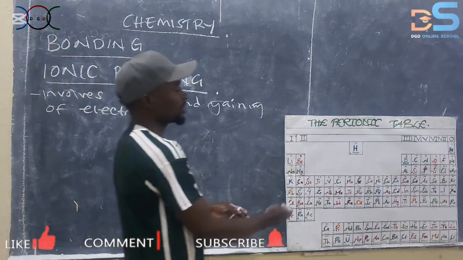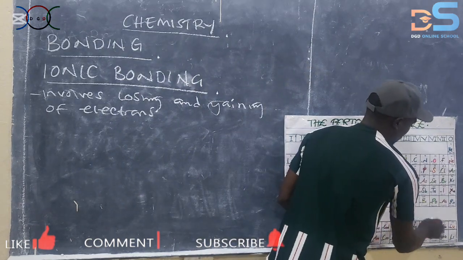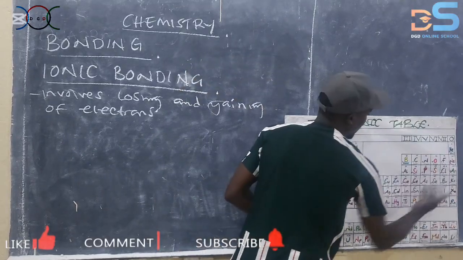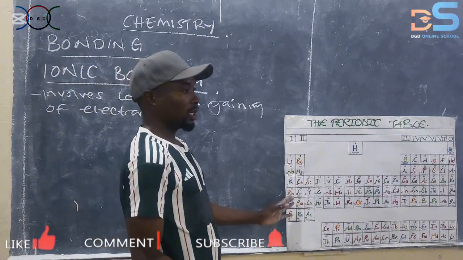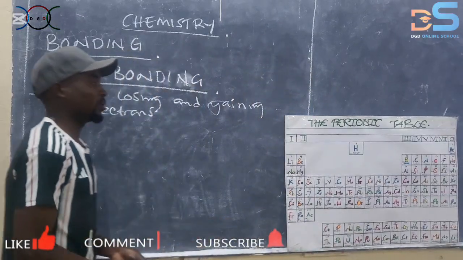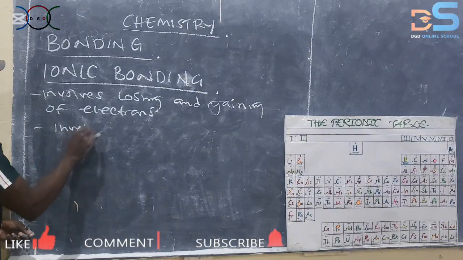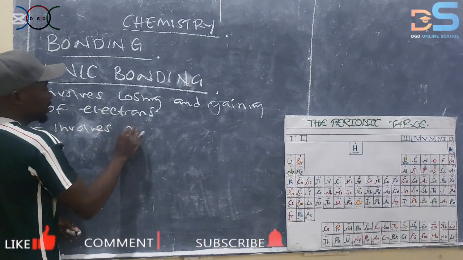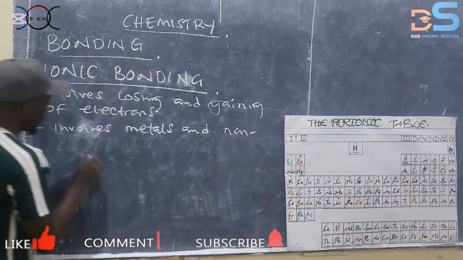We know that when you look at this periodic table, like we discussed in the previous video, from boron going down like that, the elements on this side are metals, and the elements on that side are non-metals. So metals lose electrons when they react, and non-metals gain electrons when they react. In other terms, we can say it involves metals and non-metals.